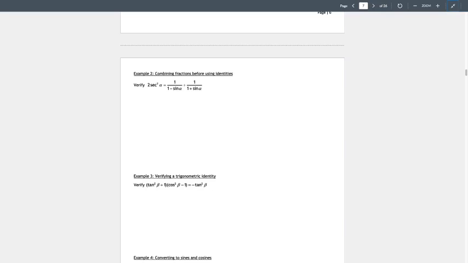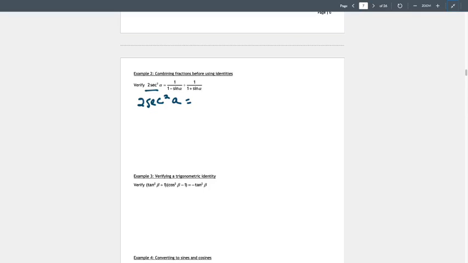Okay, on the next one, I'm going to leave the left-hand side alone. I'm going to work on the right-hand side. I have two fractions. Remember, when you have two fractions, you need to get a common denominator. So we'll keep the left-hand side, I'm going to just write A for alpha, the same all the way down.